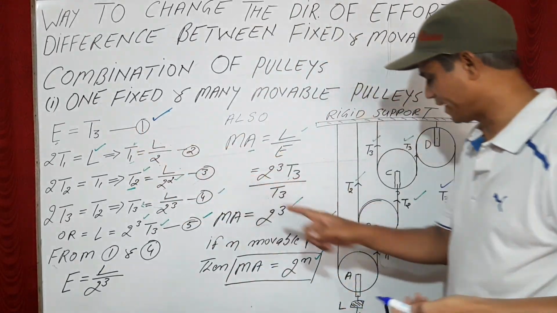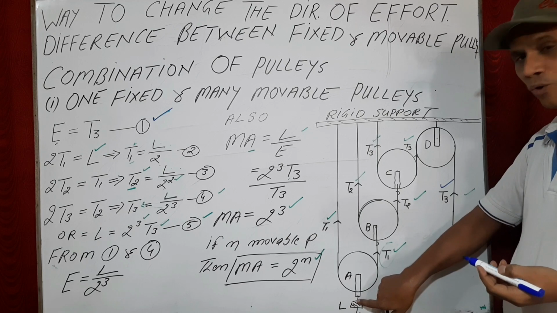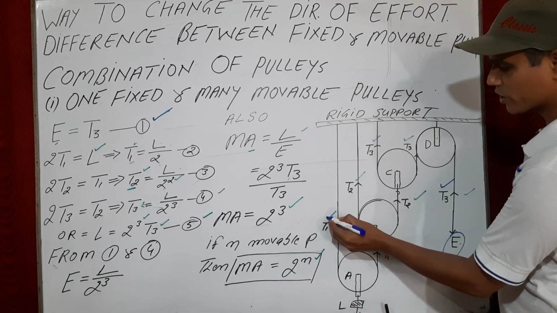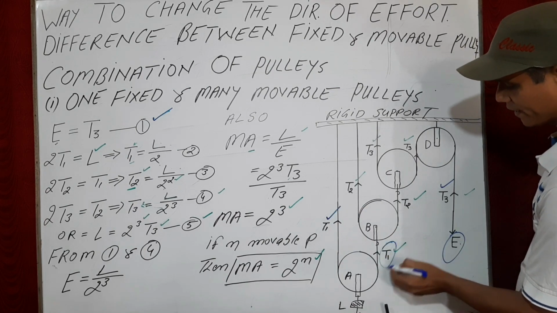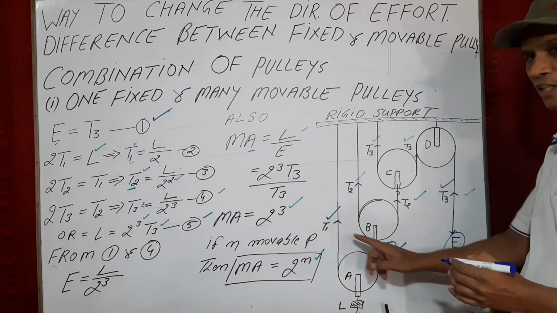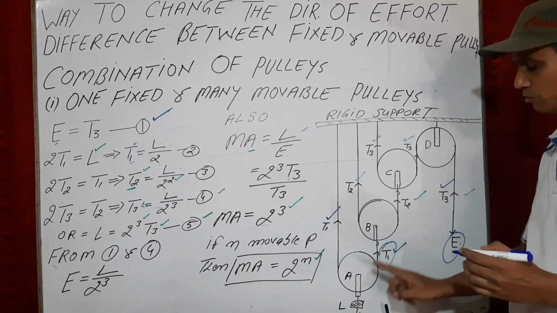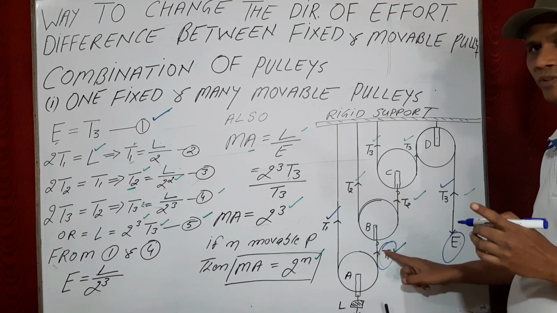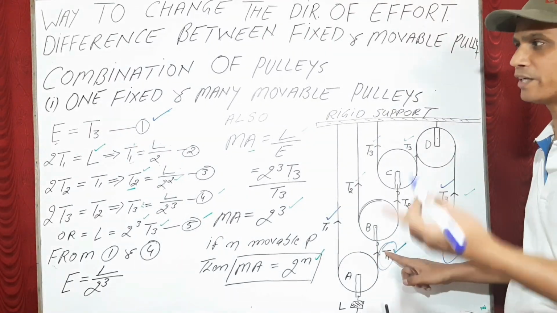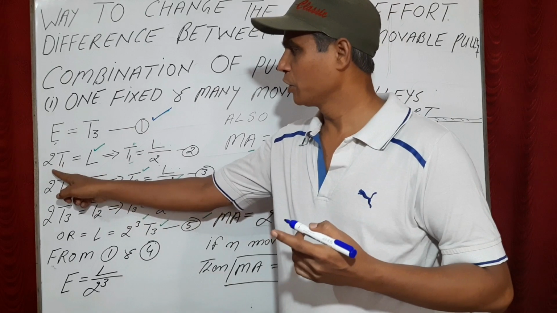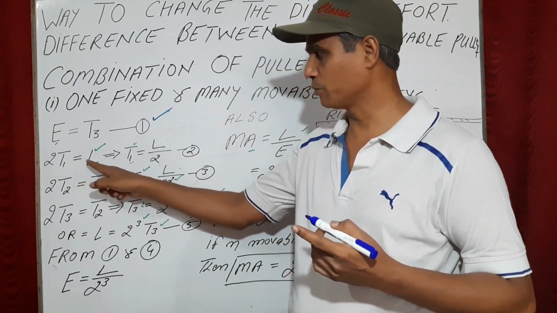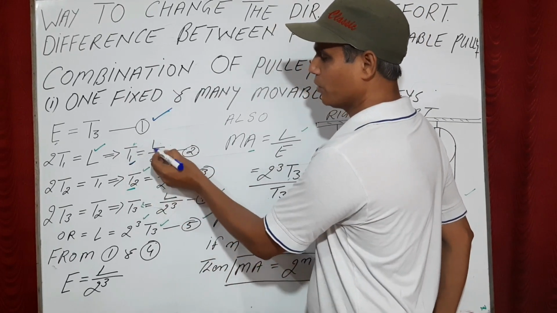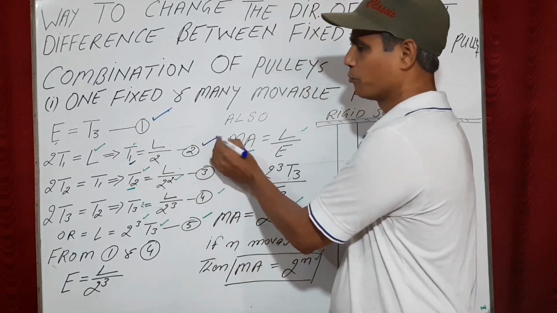Now see the diagram again. Here, this load is supported by two tensions, this T1 and again here T1. So single load L is supported by two tensions, T1 and T1. That means 2T1. So I have written over here 2T1 is equal to L, which implies T1 is equal to L by 2, equation number 2.